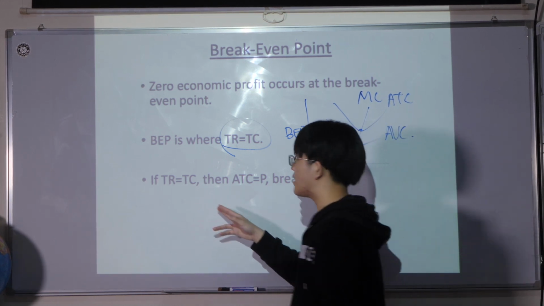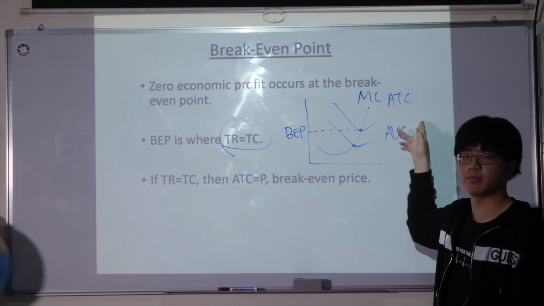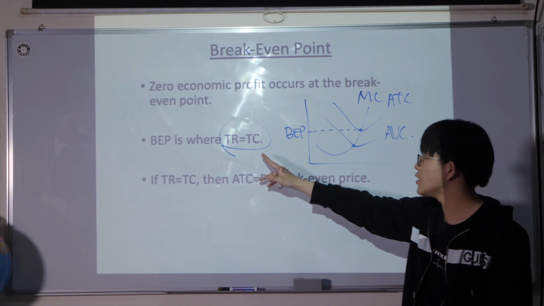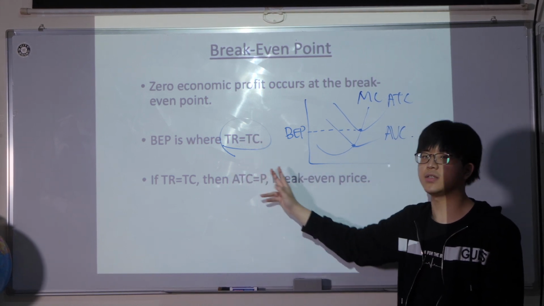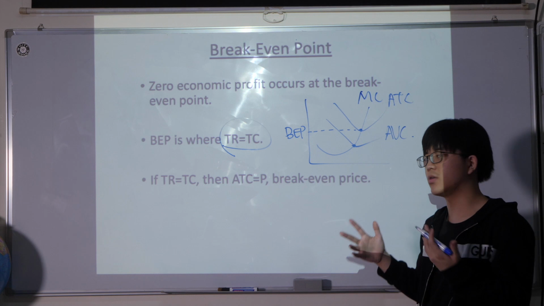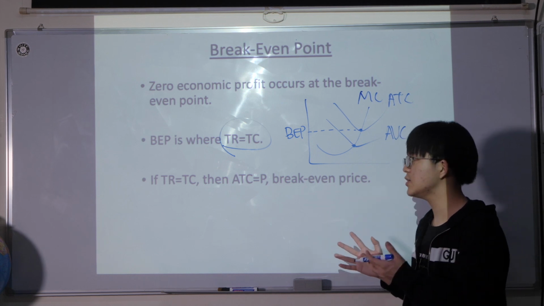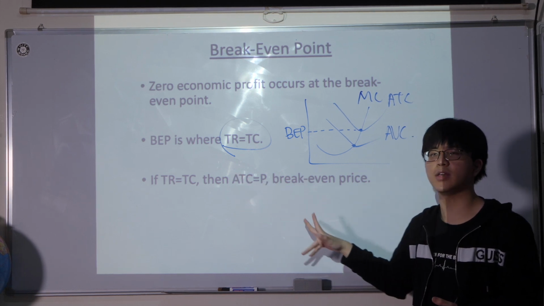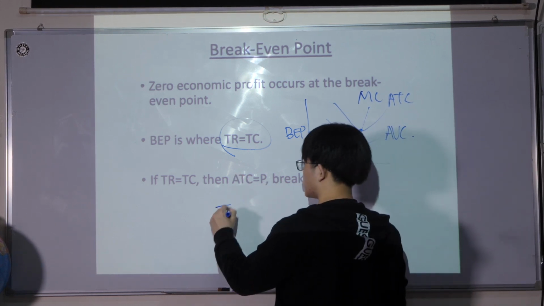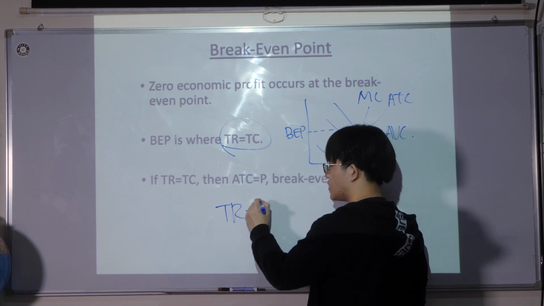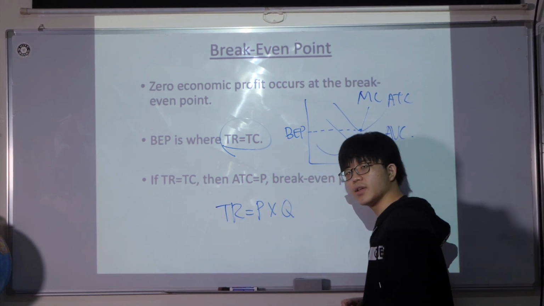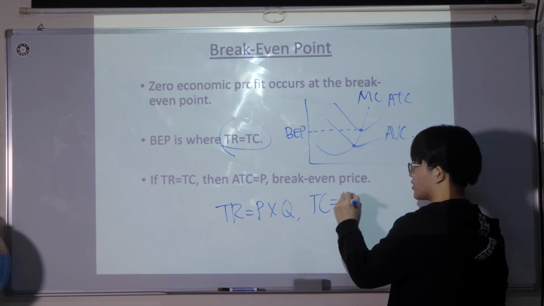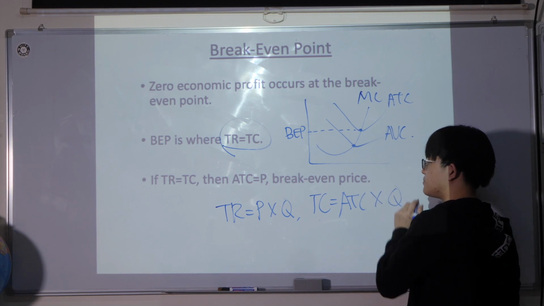But now I mentioned average cost, marginal cost, to explain the break-even point. But here, the terms used are TR and TC. I will mathematically derive how it is possible to explain this break-even point with the terms ATC and P. So the total revenue function is price times quantity, and total cost is average total cost times quantity.